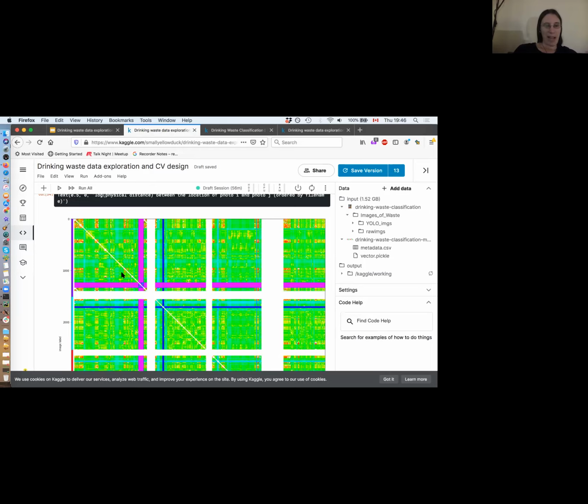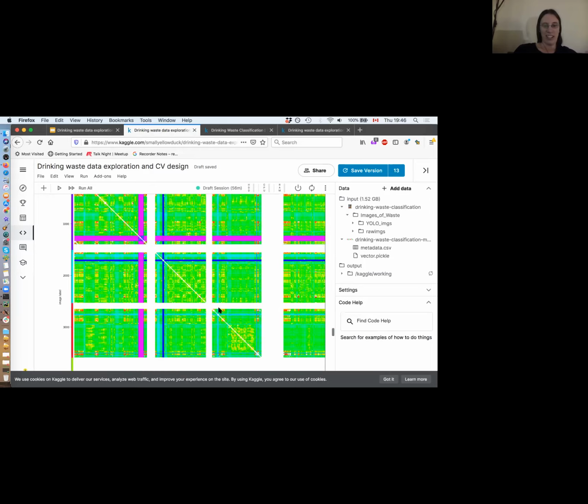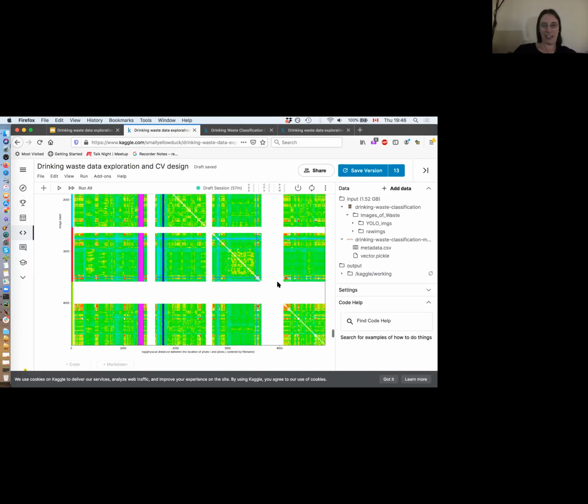But what's kind of mind-blowing is that you can see there's a clump of images here which are all taken super close together. Another clump of images over here which are also taken super close together. This clump down here is also taken super close together. So the image order and the location data are related.